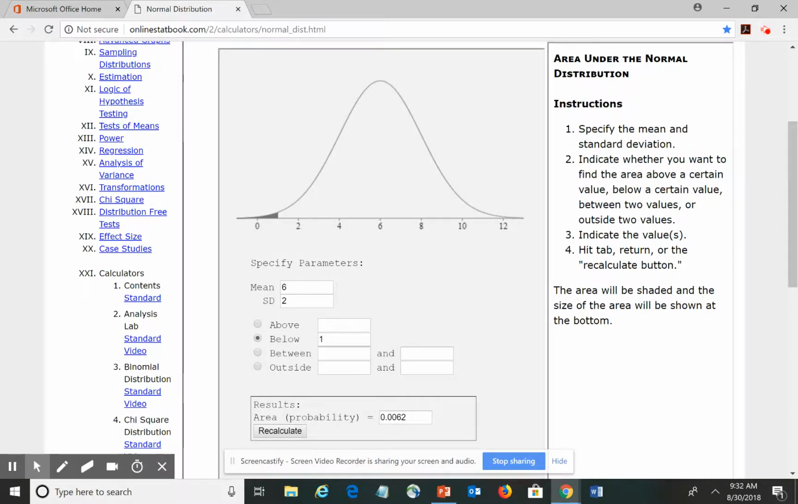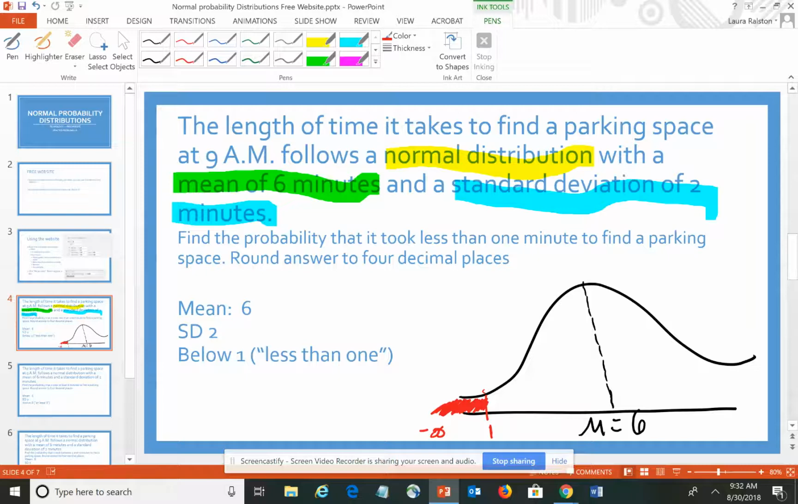It actually does draw the picture for you there. I press recalculate and I get a value of 0.0062. So the probability that it's going to take less than a minute to get a parking space is 0.0062. Well, for all intents and purposes, it's 0. That's such a small number. But we are asked to round to 4 decimal places.